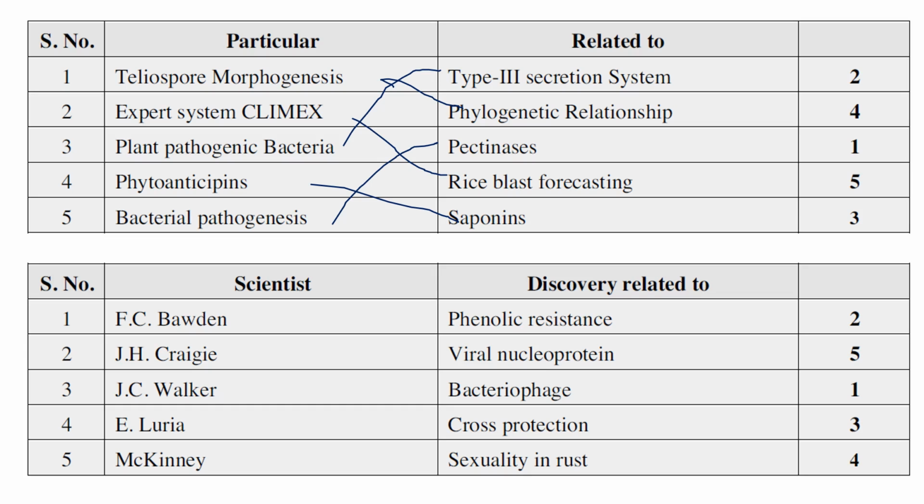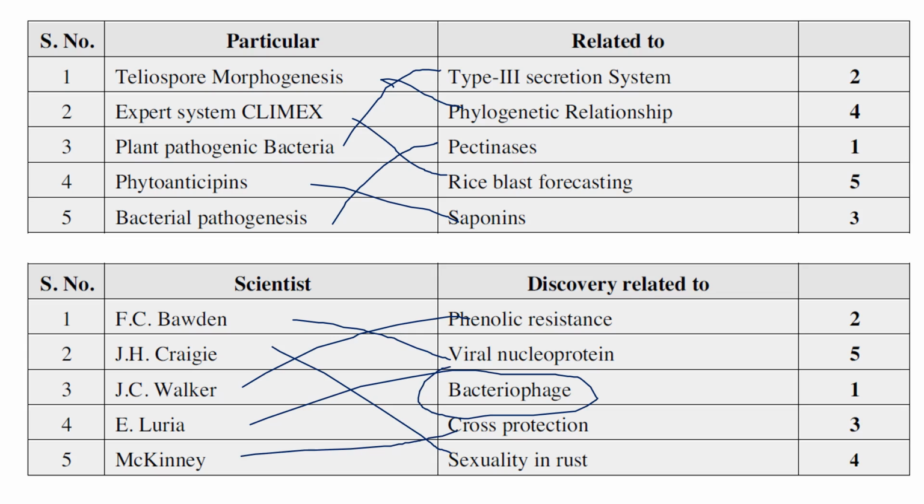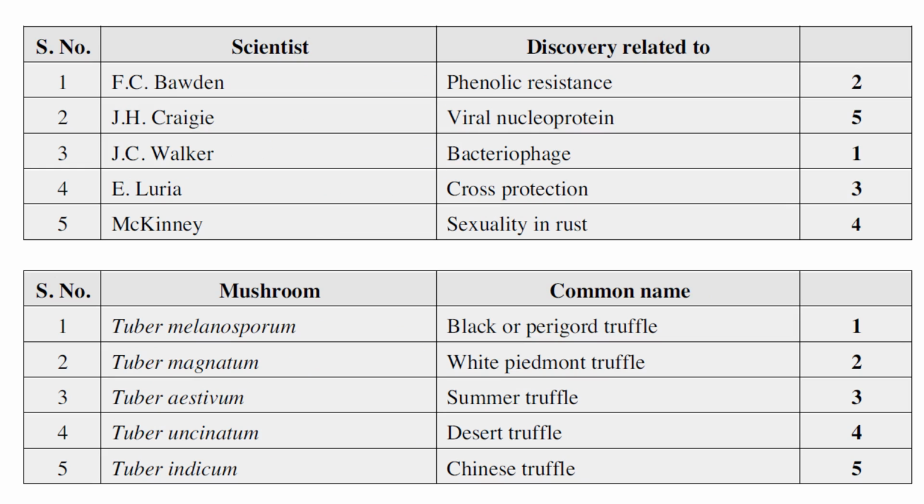FC Bawden, the scientist, and related discovery: viral coat protein. Bawden and Pirie, 1936, called virus a nucleoprotein. Nucleoprotein means a combination of nucleic acid and protein. That's why it's called nucleoprotein. Craigie, sexuality in rust: the first sexual stage, spermatial stage or zero stage, was discovered by J.H. Craigie in 1927. J.C. Walker, phenolic theory. Luria and Delbruck, bacterial mutation. They are also related to bacteriophage. Mechanical transmission, 1929. Again, I think the same thing was asked here.